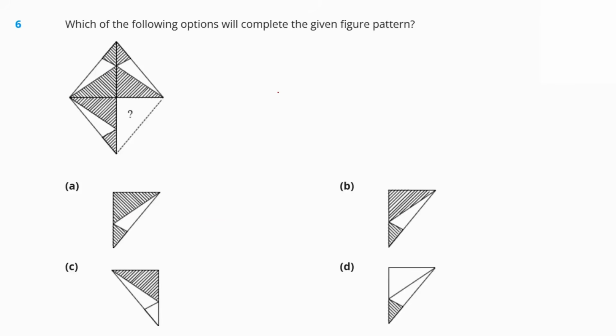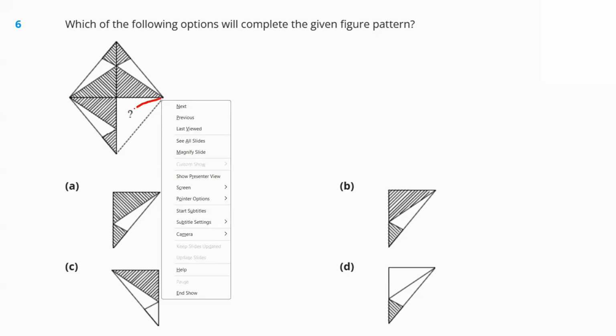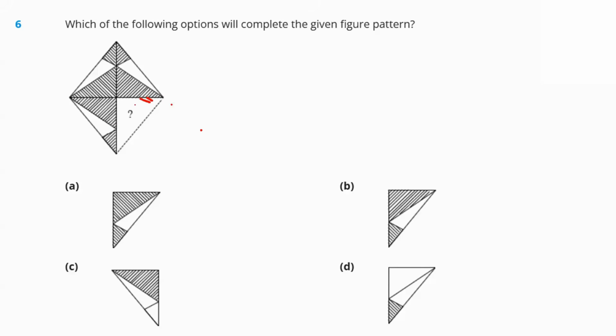Next, question number 6. An incomplete figure is given. Which of the following options will complete the given figure matrix? In such types of questions, what you need to do is just draw the required part over here. If you draw the required part, it would give you a part like this, which would be shaded downwards because it's somewhat following the leaf pattern. And over here, you need to complete this triangle below.